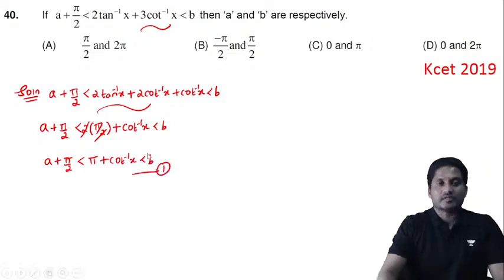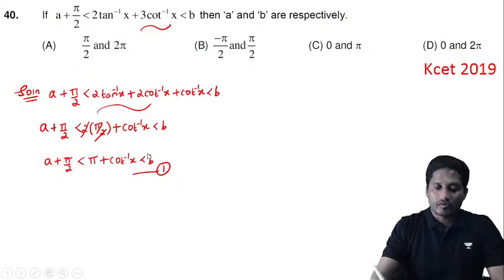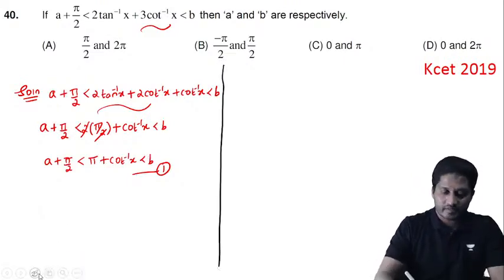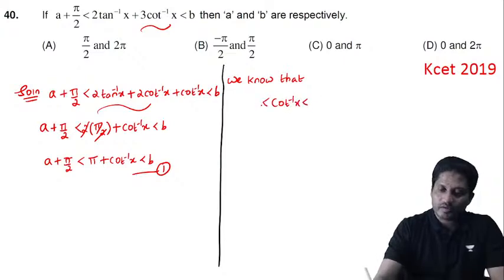You call this equation 1, right? We all know the range, so I'll bring it to the same form and then I should find the values of a and b. Alright, we know that the range of cot inverse of x, we know that cot inverse of x should lie between 0 and pi, right?